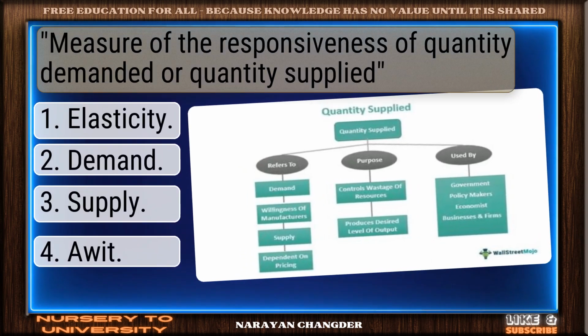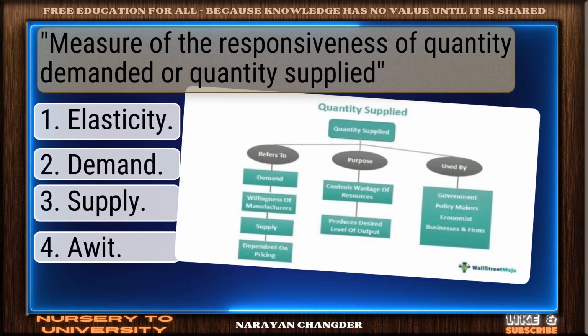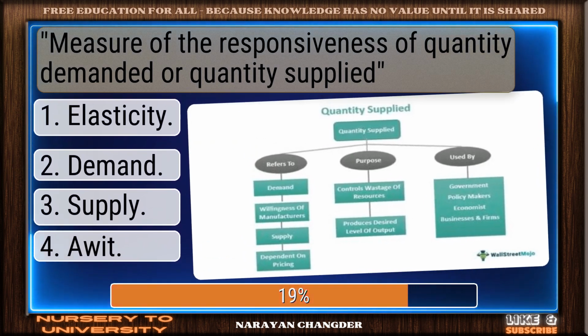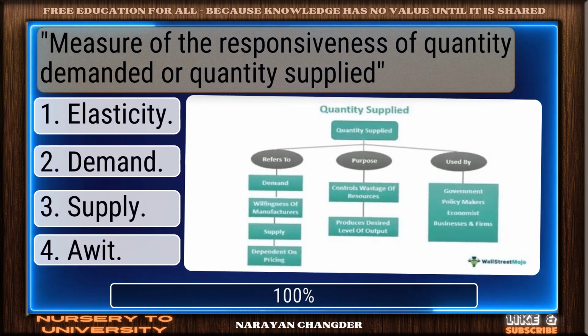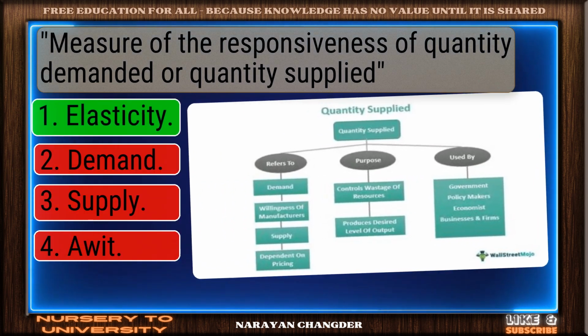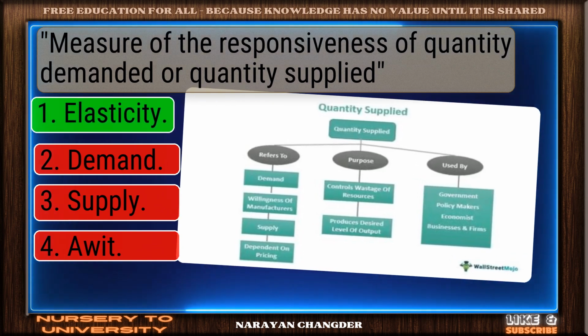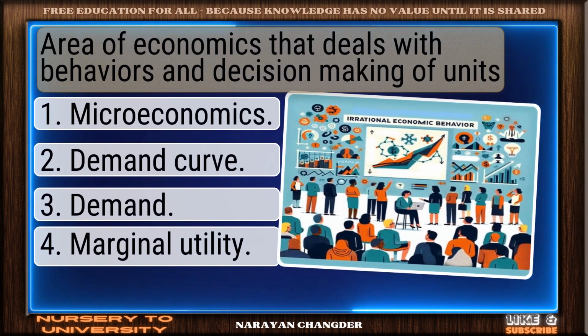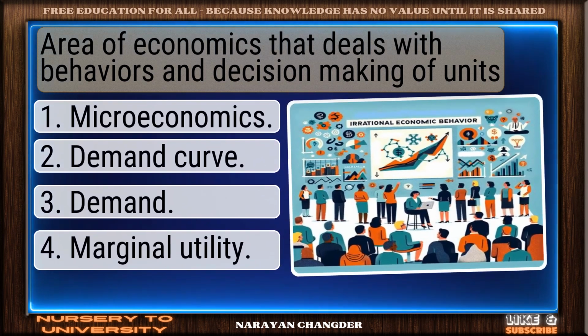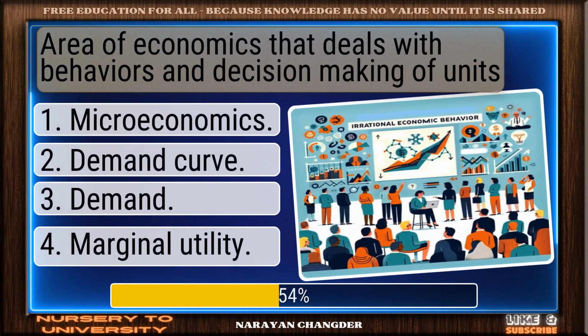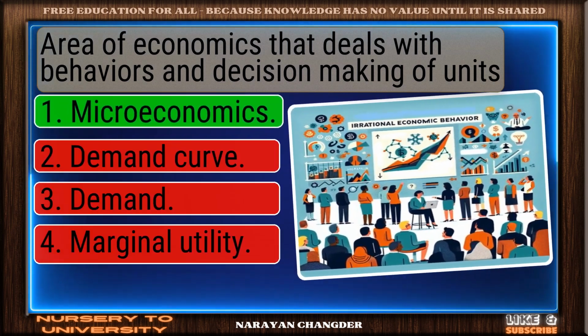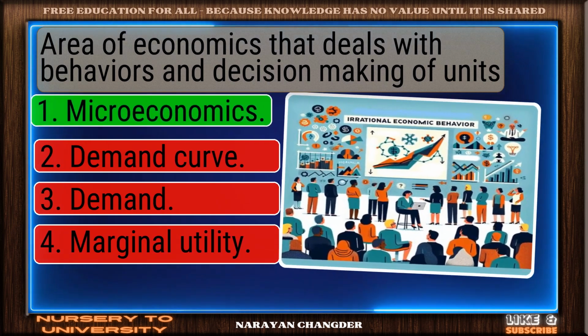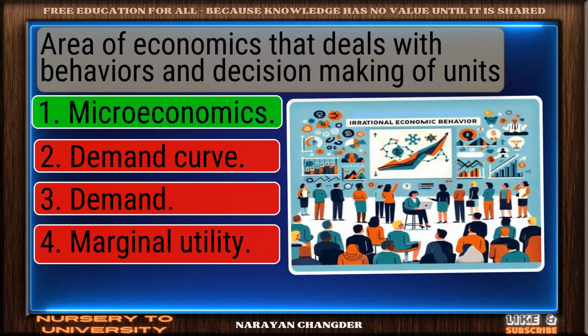Measure of the responsiveness of quantity demanded or quantity supplied. You're right. Elasticity is the correct answer. Area of economics that deals with behaviors and decision-making of units. Great thinking. Microeconomics is the right choice.